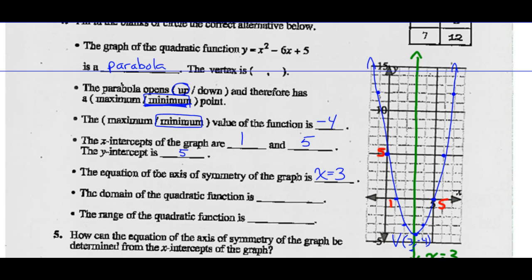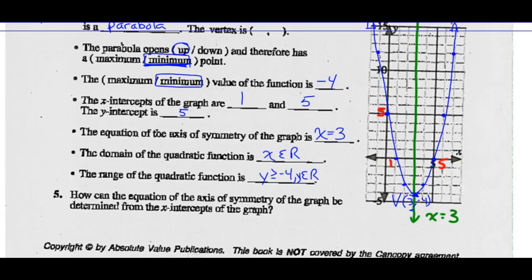So x equals 3. The domain of this quadratic function, well, it goes forever right and forever left. So x is any real number. The range, we're talking about up and down now, so this graph goes forever up. But it doesn't go any lower than y is -4. So y must be greater than or equal to -4 and any real number.